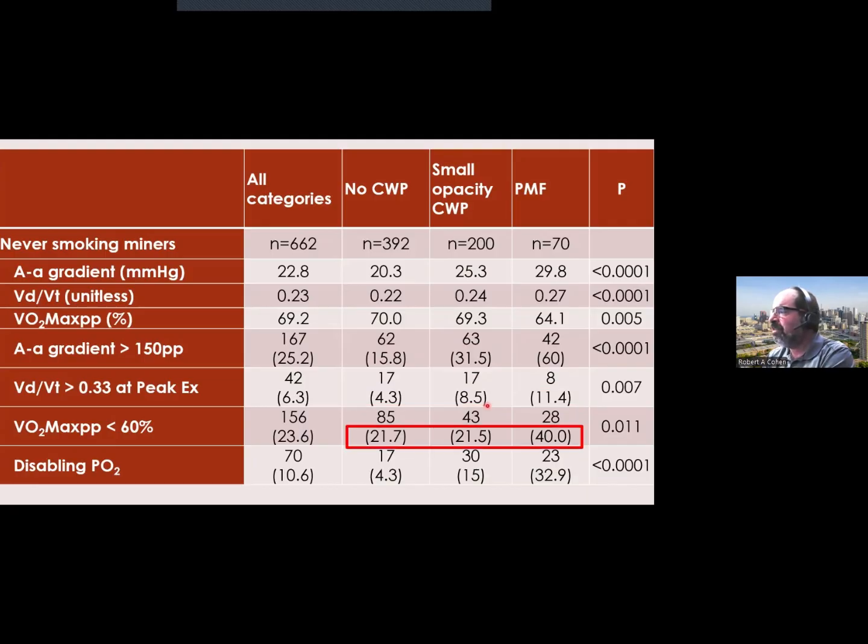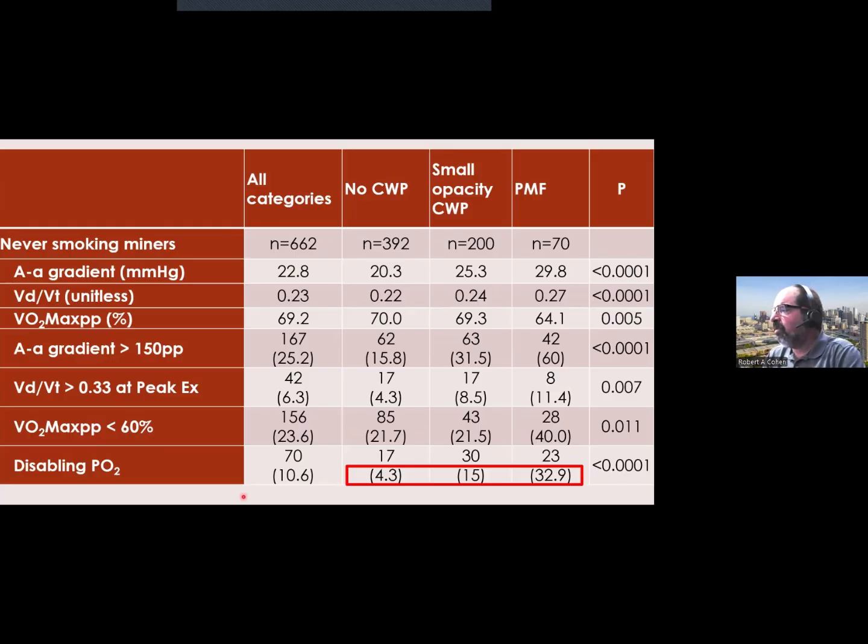Their VO2 max didn't change quite as much. And this is a little bit softer variable because people stop exercising sometimes, not just for physiologic reasons, but they may stop exercising if they're uncomfortable or for other reasons. So these were not just people with maximal tests, but all comers. And then we can see the disabling PO2 in never-smoking miners was abnormal in 4% of people with normal X-rays, and then triple that for small opacity disease, and then 1/3 of miners with PMF had disabling PO2s.